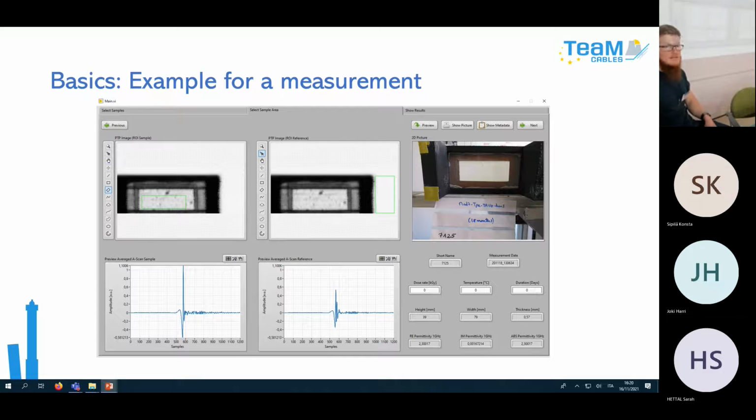Now, this is an example for our measurement evaluation program, so to say. You have here, for example, this is a tape 7125. This is measured in transmission mode, so you can imagine the detector is in. You are the detector. The emitter is just on the other side of the sample, and in transmission mode, the picture is looking like this. The scan is looking like this.